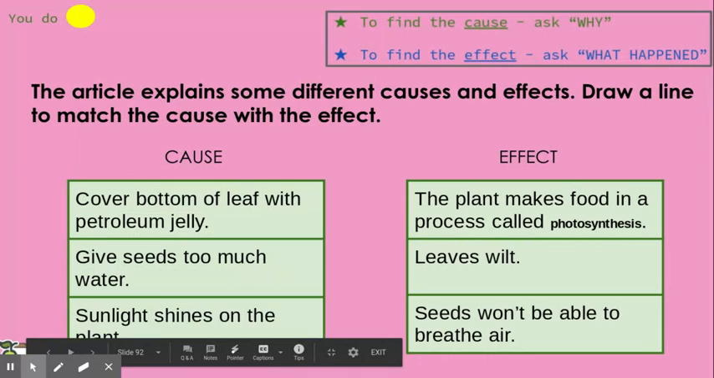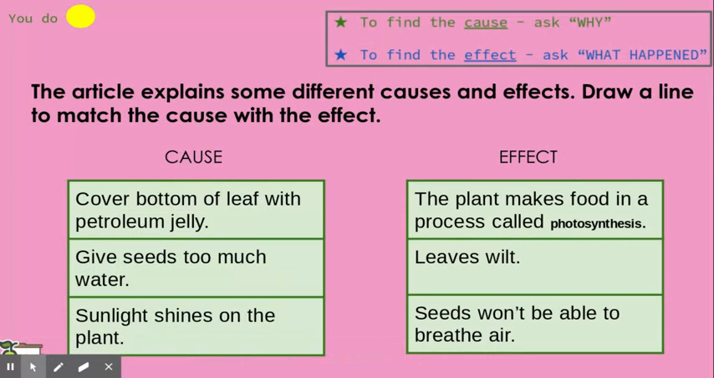Okay, so today this is your turn. This is called a you do. So it's your turn to show me what you've learned. So the article explains some different causes and effects. Draw a line to match the cause with the effect.